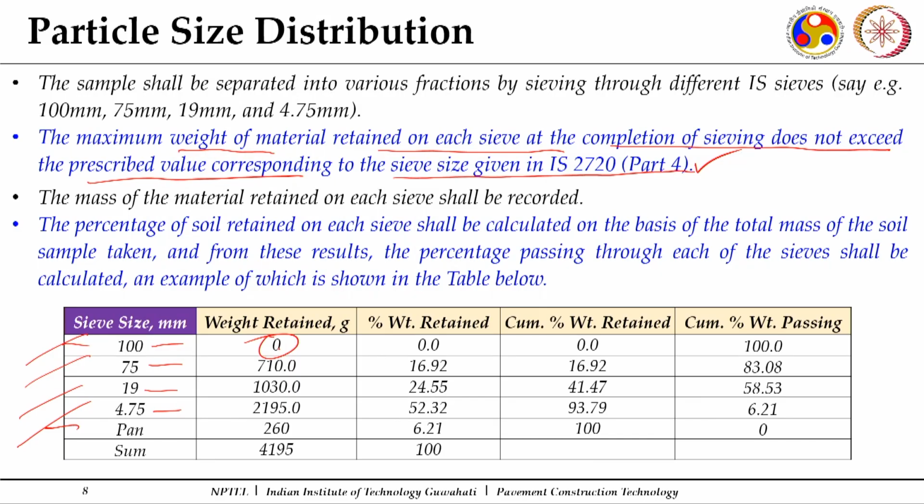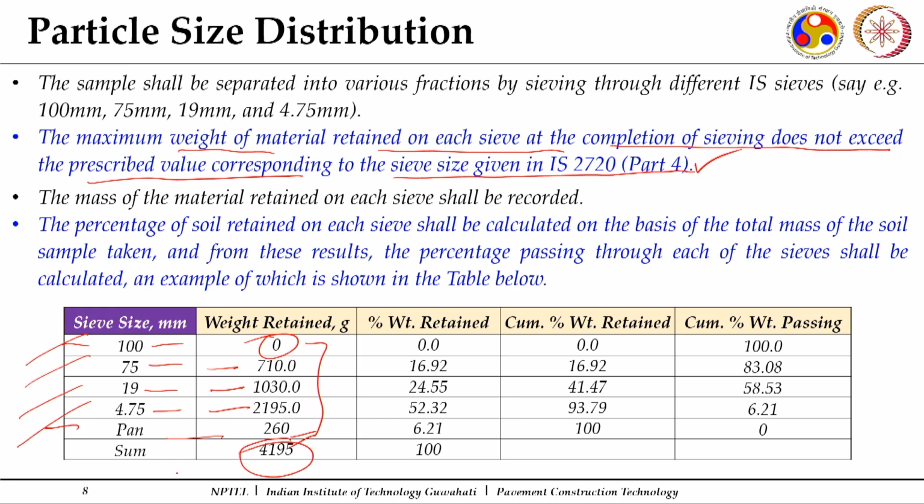Now, here I have seen no material is retained over this particular sieve. On this sieve 710 grams of material is retained, here 1030 is retained, here 2195 grams is retained, and below this I can go up to 75 micron. This is an example. At the bottom, at the end, I will put a pan. So whatever passes through the 4.75 mm sieve gets retained over it. So this is my total material retained over it.